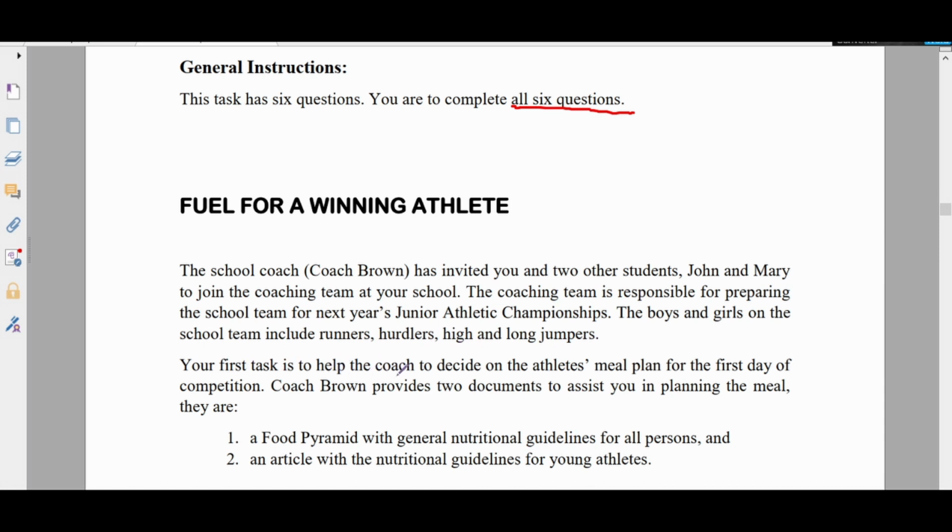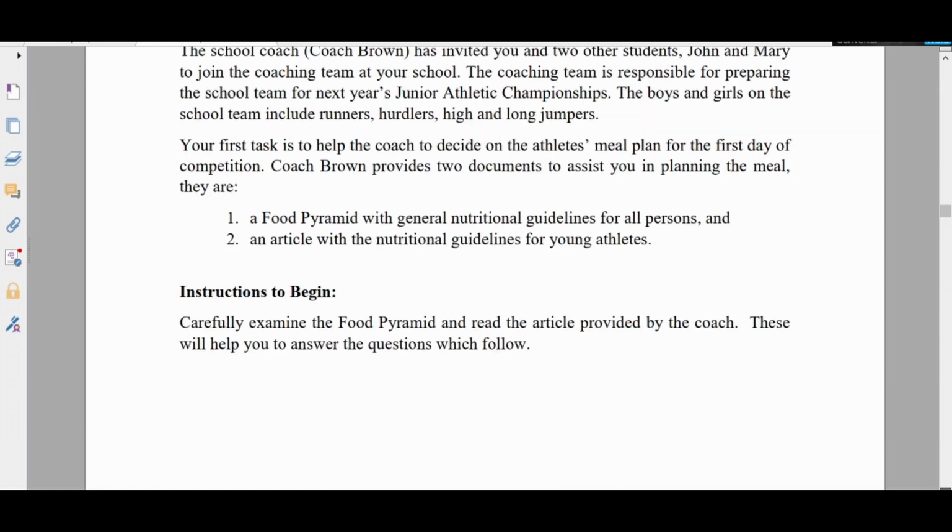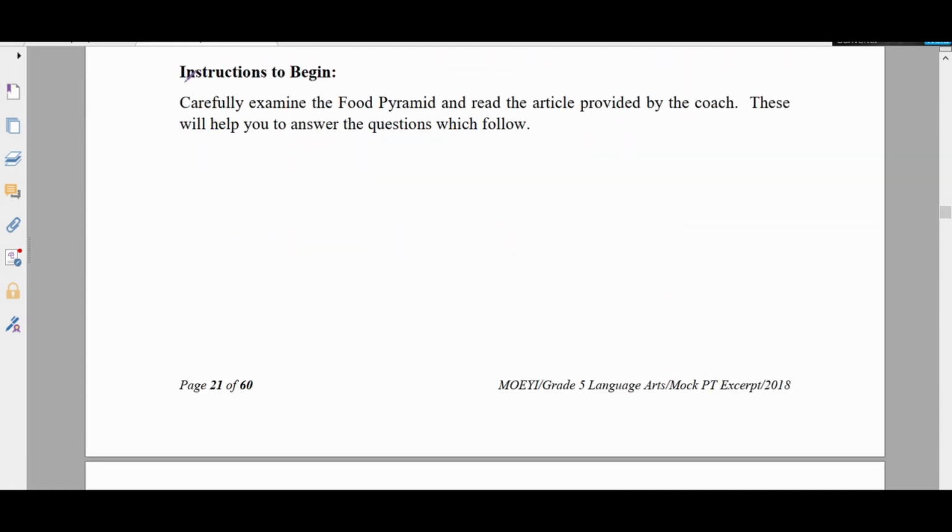Your first task is to help the coach to decide on the athlete's meal plan for the first day of competition. Coach Brown provides 2 documents to assist you in planning the meal. They are 1. A food pyramid with general nutritional guidelines for all persons, and 2. An article with nutritional guidelines for young athletes. These are the instructions. Carefully examine the food pyramid and read the article provided by the coach. These will help you to understand the questions which follow.